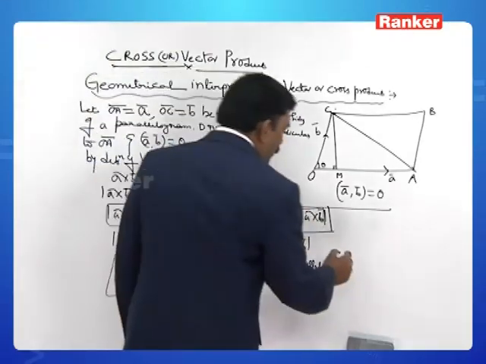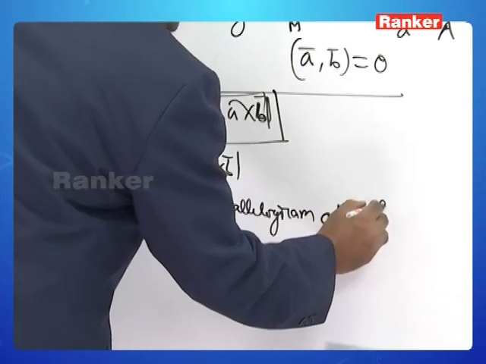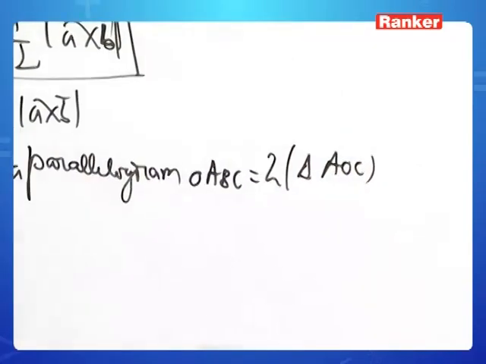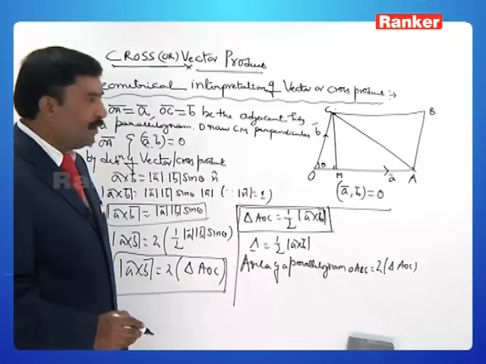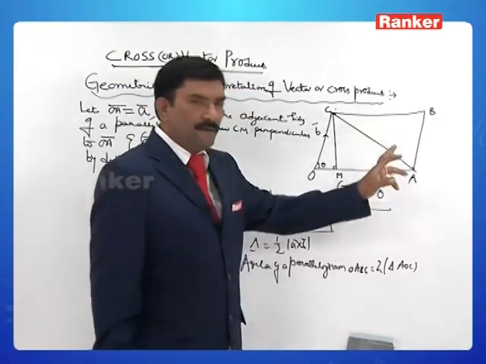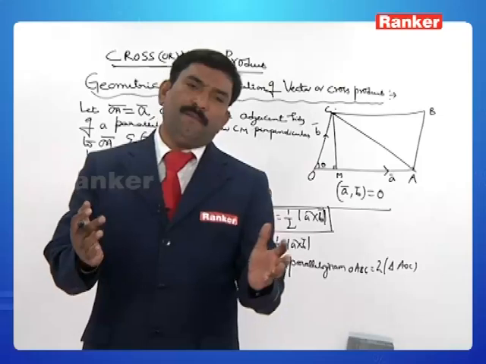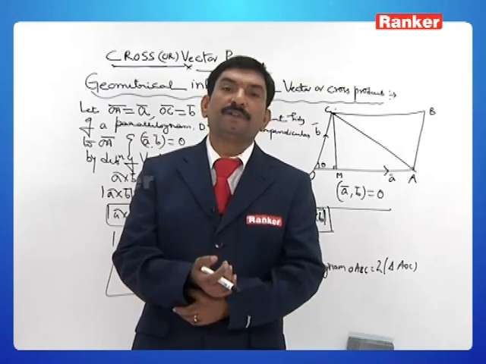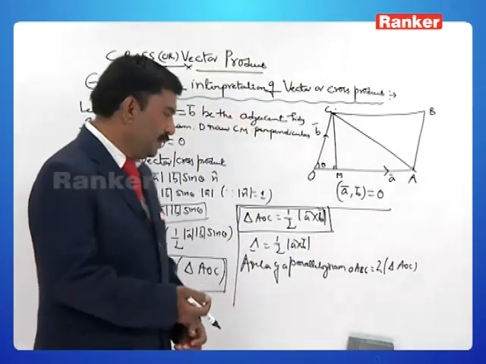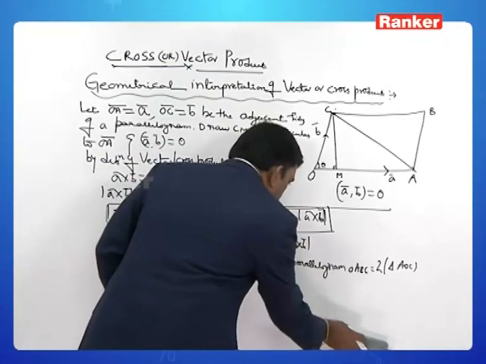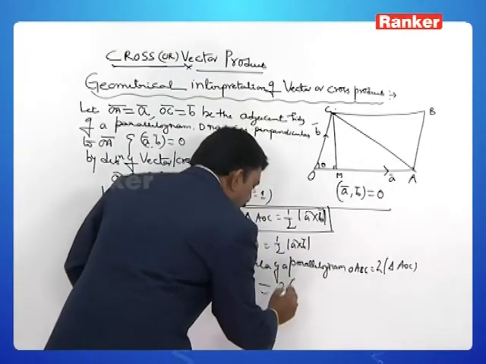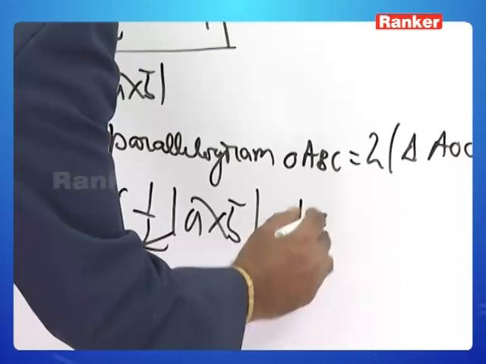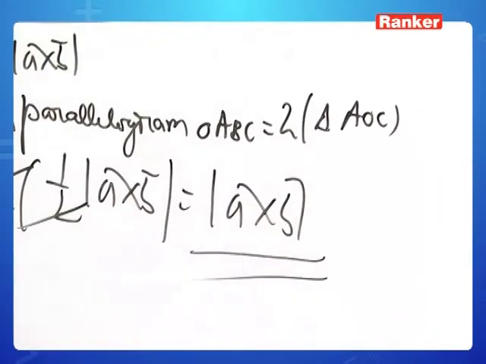Area of a parallelogram OABC is equal to 2 times the area of triangle AOC. Am I correct? Because a parallelogram is a sum of two triangles. So therefore, now twice the area of a triangle. Now I can write this as twice into half into A bar cross B bar. The 2 gets cancelled. Therefore, modulus of A bar cross B bar.